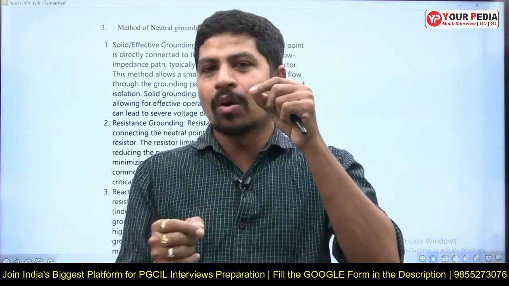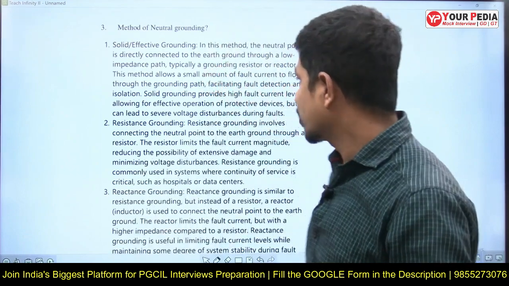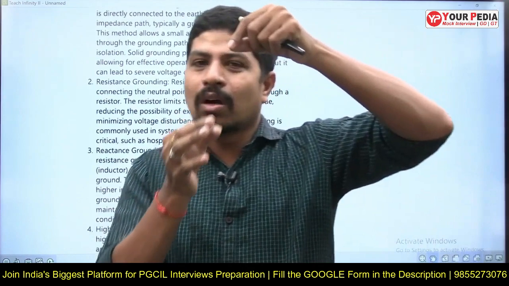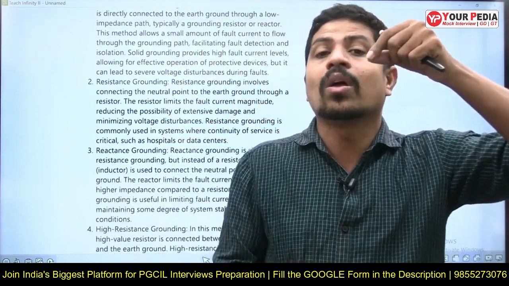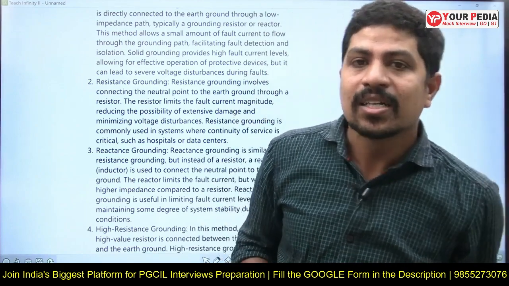Solid grounding is the first one. It means the neutral of the generator is connected to ground without putting any impedance. Yes. Next one is resistance grounding. See, the neutral of a generator is connected to the ground through a resistance. That grounding is called resistance grounding. Resistance grounding is preferred in a synchronous generator to improve transient stability.